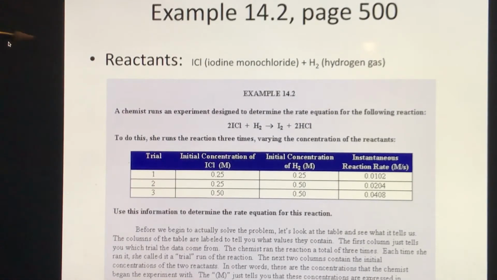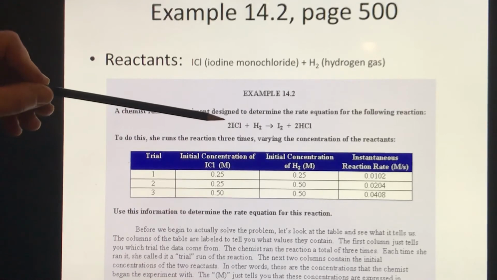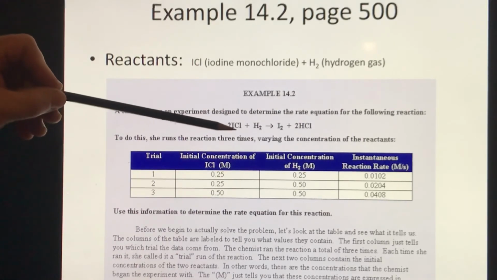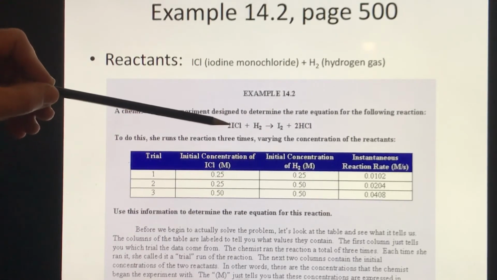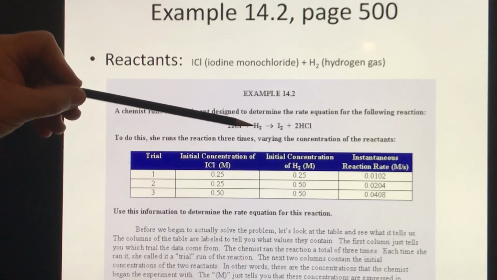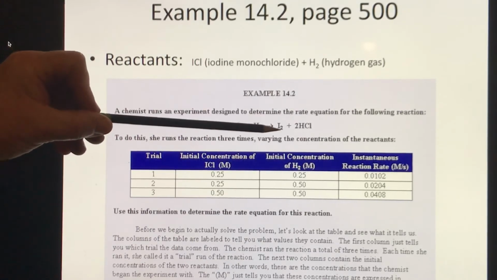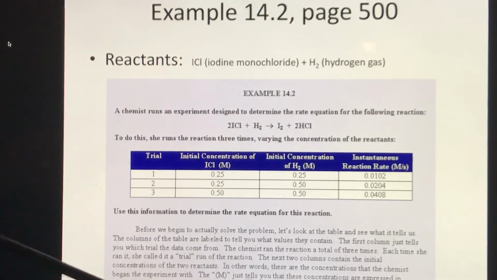It says, a chemist runs an experiment designed to determine the rate equation for the following reaction. So we have the number 2 here, and then you have ICl. I is iodine and the Cl is chlorine, so it's iodine monochloride, plus H2, which is hydrogen gas, okay? And then it's yielding the iodine plus 2HCl, the hydrochloric acid. So it says to do this, she runs the reaction 3 times, varying the concentration of the reactants.